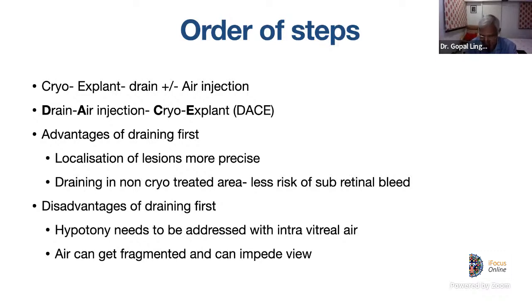This is a very good technique when you're dealing with very bullous detachments where it's difficult to even localize the break. So you don't worry about localization first. You just drain. And once you drain, the eye becomes very soft. So you don't want the eye to become too soft. As you drain, you must also inject air so that the eye is not soft. Otherwise, it can lead to subretinal or suprachoroidal hemorrhage. And then once you inject air, you can localize the break, do cryopexy and put an explant. The surgery is almost over.